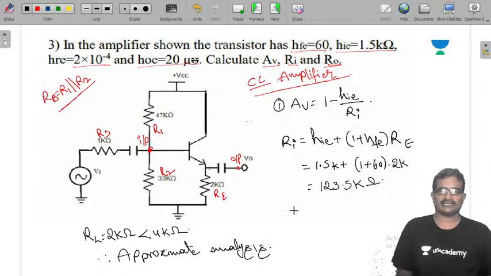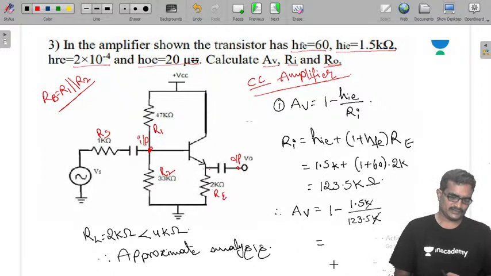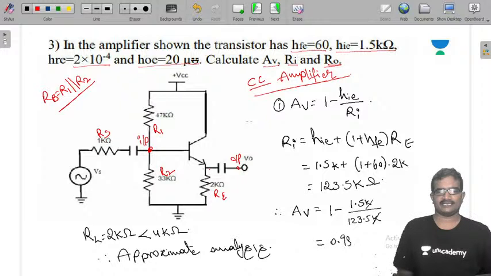Now I am substituting that RI in AV. Therefore AV can be written as 1 minus HIE, 1.5K, by 123.5K. So now it is 1.5 divided by 123.5, 0.012, minus 1. So it is 0.9878. That is the voltage gain.